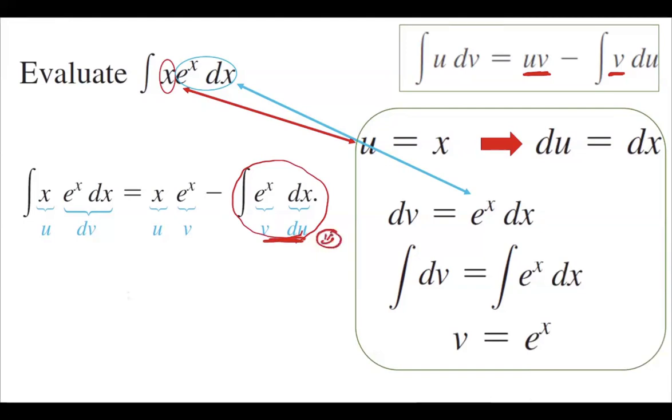We can continue. This integral is x e to the x minus the integral of e to the x dx, which we all know is e to the x. Don't forget the constant of integration. So by the method of integration by parts, we are able to solve this integral. The integral of x e to the x dx is x e to the x minus e to the x plus c.